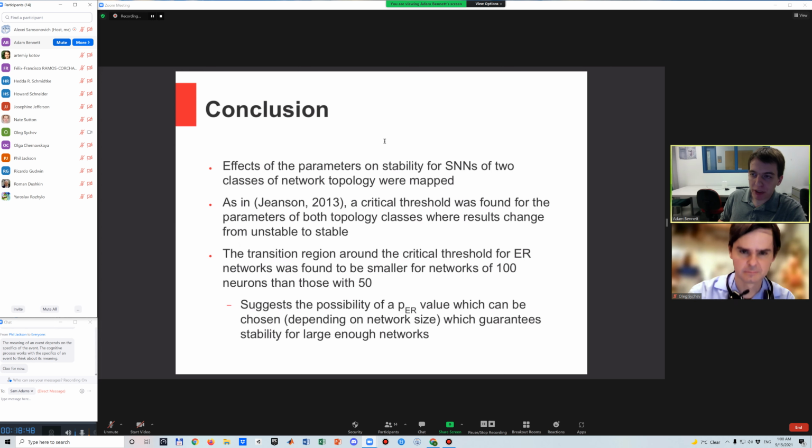Future work here would be to continue testing for larger networks to see if our hypothesis holds. Does the slope continue to increase?